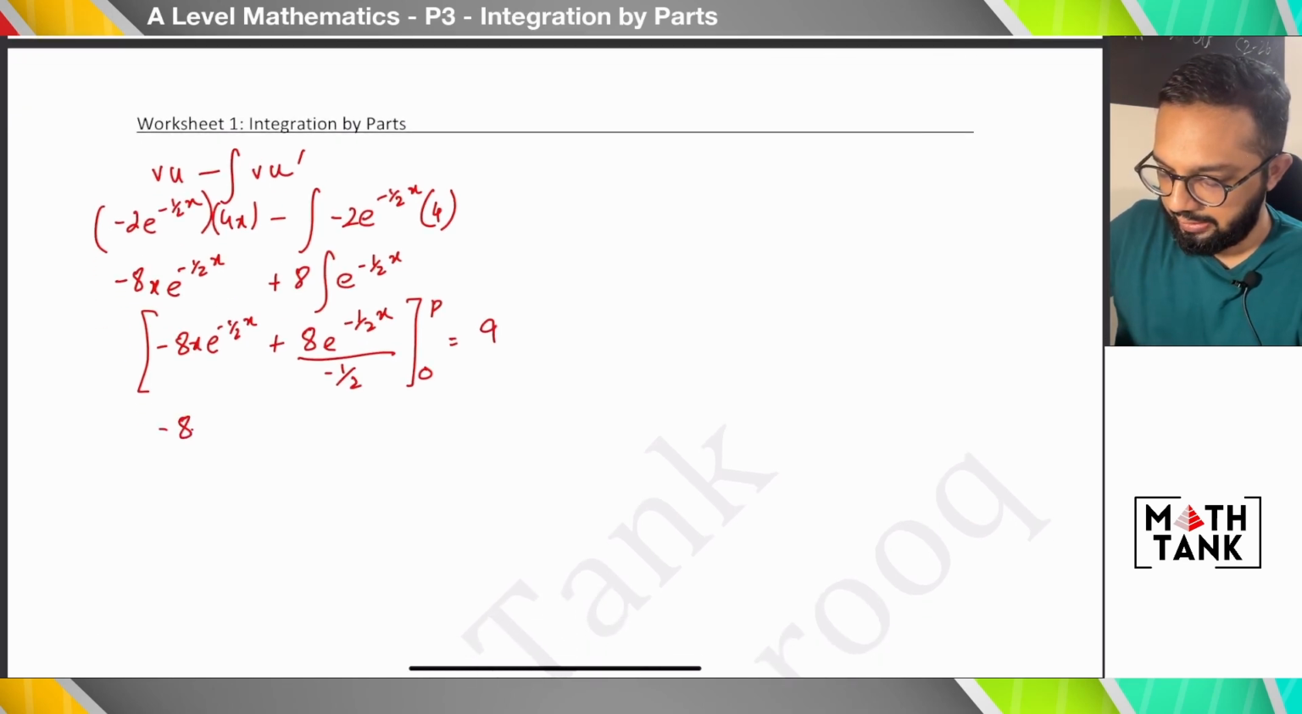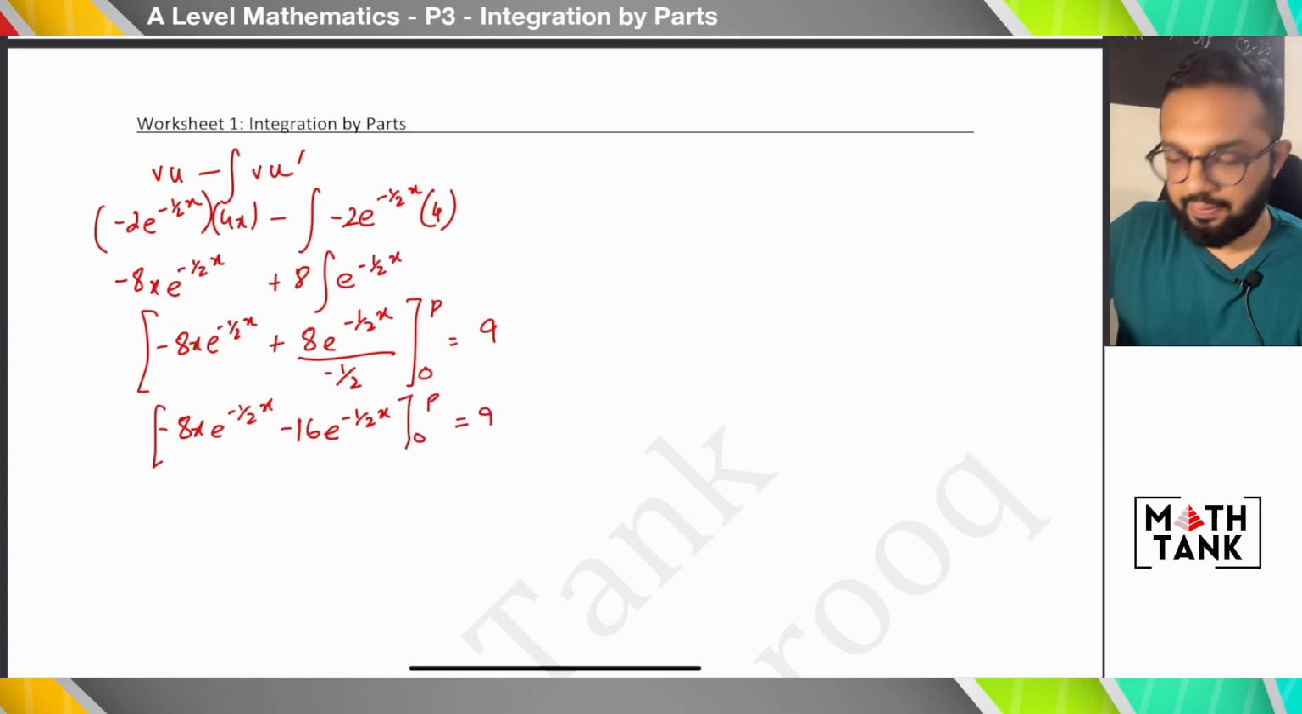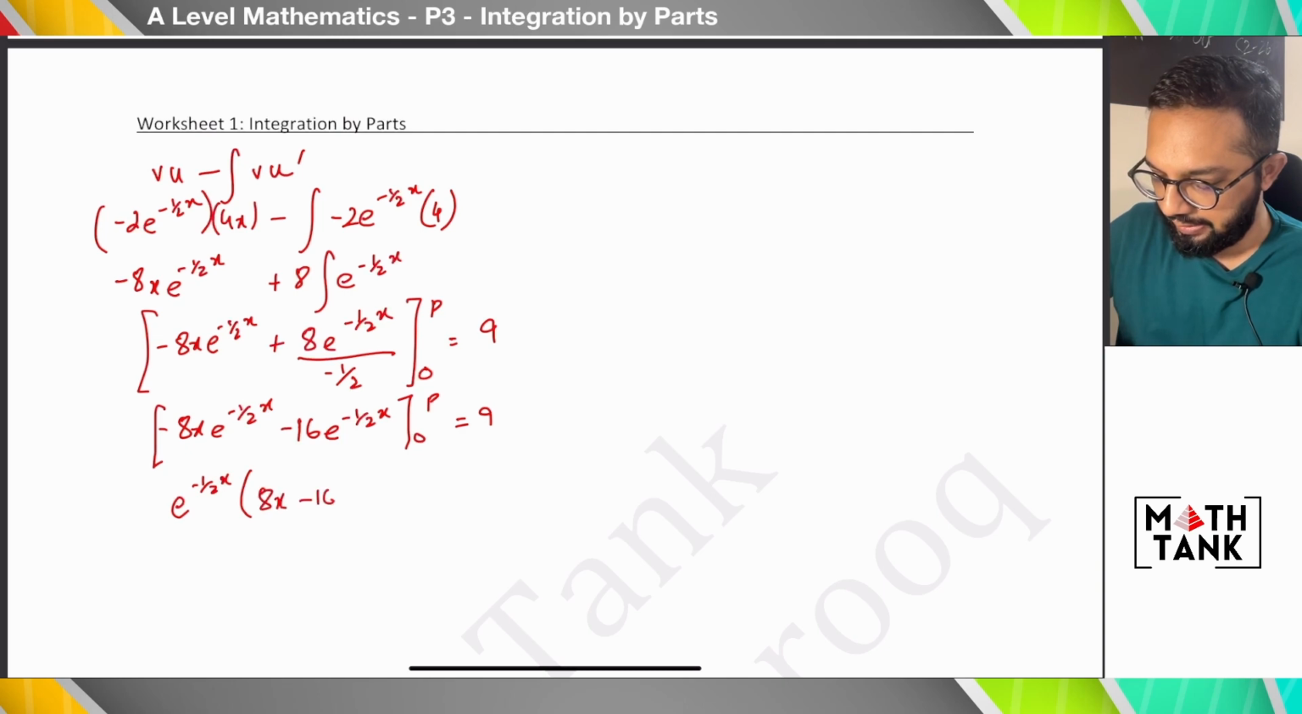So minus 8x e power minus half x minus 16 e power minus half x from 0 to p. Now I find it easier when I have e power minus half x on both terms to pull something out as common so that it bothers me a little less. So I get minus 8x minus 16 inside, and the limit is 0 to p.